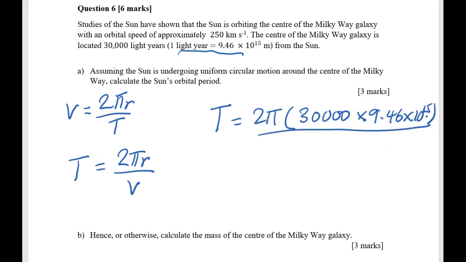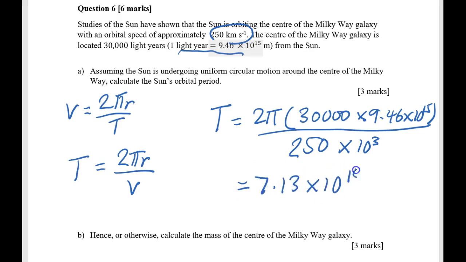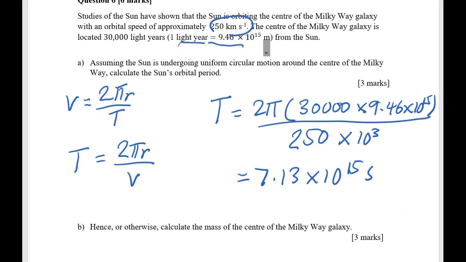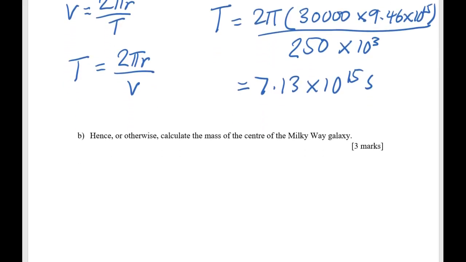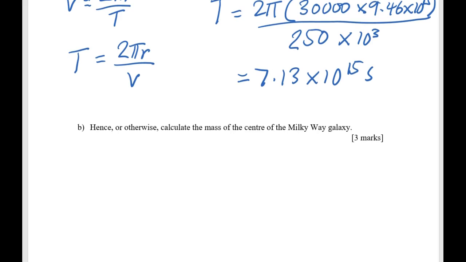And the speed here, be careful with the unit, is 250 kilometer per second. So 250 times 10 to the power 3, because you have to change to meter. The per second is fine. And the time that you have is 7.13 times 10 to the power of 15 seconds. So that would be the answer. And move on, hence or otherwise, calculate the mass of the center of the Milky Way galaxy.